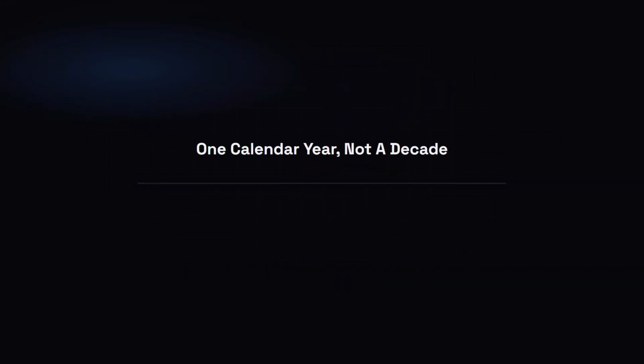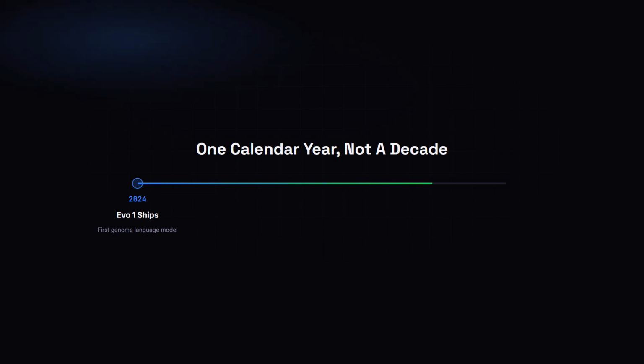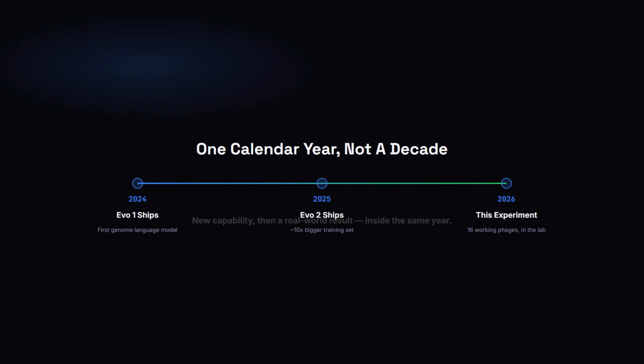This isn't a one-off moment either. Evo 1 shipped in early 2024. Evo 2 followed about a year later, with roughly a 10 times bigger training set and the ability to design far more complex genomes. This bacteriophage experiment used Evo 2 within months of its release. That's the actual cadence of this field right now. New capability, then a real-world lab result, inside a single calendar year, not a decade.